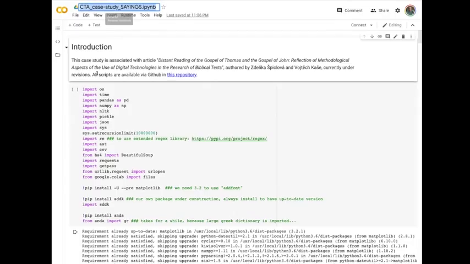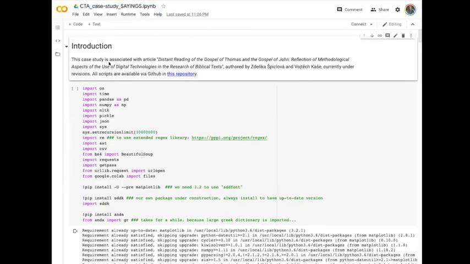Doesn't matter. This is an analysis I was working on while preparing an article called Distant Reading of the Gospel of Thomas and the Gospel of John. It is a methodological, theoretical, empirical article on using these tools for getting some insights which should contribute to the debate concerning the differences and similarities between these two Gospels.